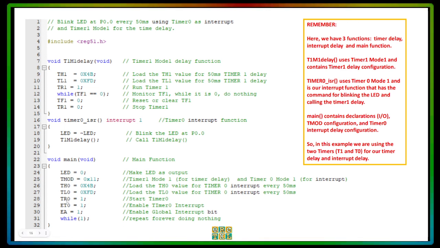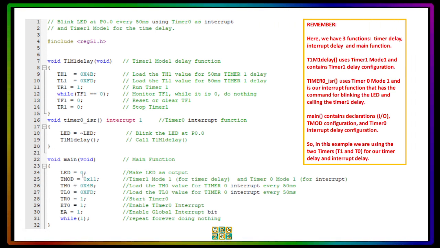But then, because we put TR0 equals 1 here, it will always start the timer 0. And because we put ET0 equals 1, it will always enable the timer 0 interrupt. Now remember here that we have three functions. We have the timer delay function, the interrupt function for timer 0, and the main function. So we have three functions here.